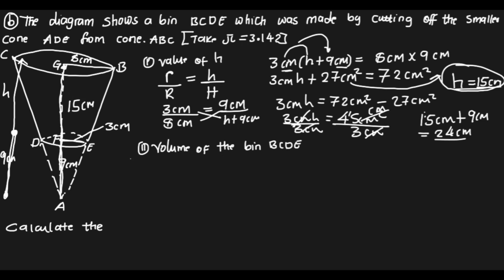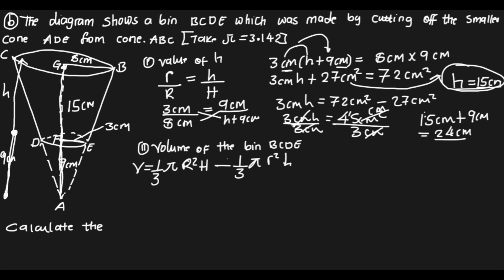Now let's look at the volume of the bin. We can see that the bin BCDE is a frustum. So what we need to find is the volume of the larger cone minus the volume of the smaller cone. So let's look at the volume of the larger cone. Volume is equal to 1/3 pi r squared h. So these capital letters represent the larger cone, minus 1/3 pi r squared h.